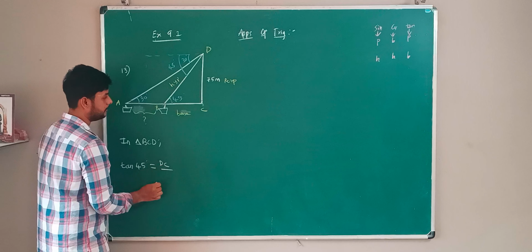Now for EC by AC, we can do it two ways. But this time I'll go directly. Tan 30 means 1 by root 3 is equal to 87 by AC. So AC is how much? AC is 87 root 3 plus BC. Like that also we can do, directly we will get BC only.